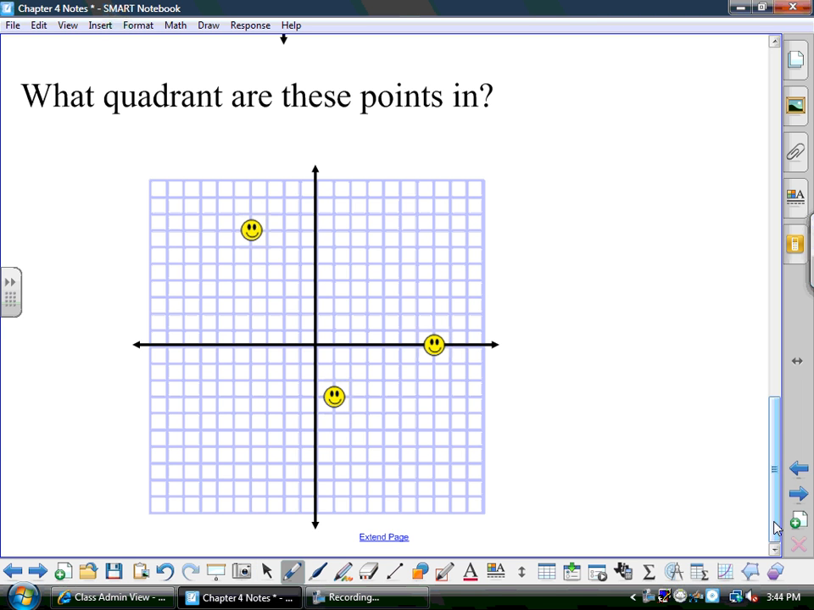Remember, the quadrants are labeled 1, 2, 3, and 4. So this point is in quadrant 2, this point is in quadrant 4, and for the test, if it's right on an axis, you're going to write that it's on the x-axis. If it's right on the line, it's technically not in either one of the quadrants. It's on the axis.